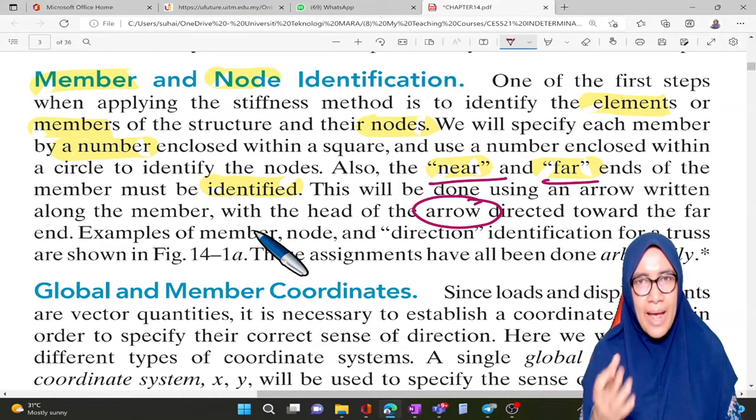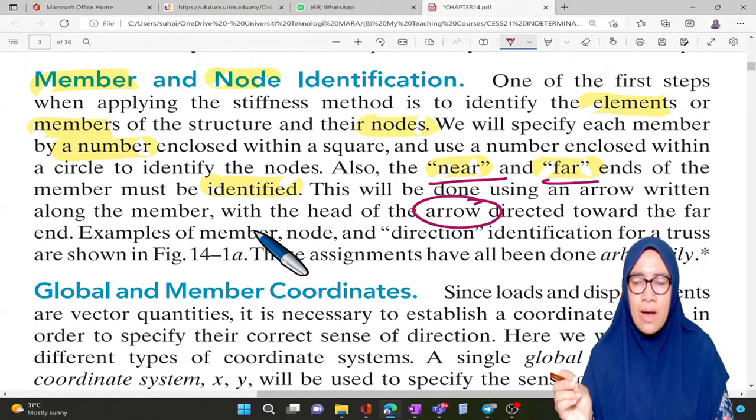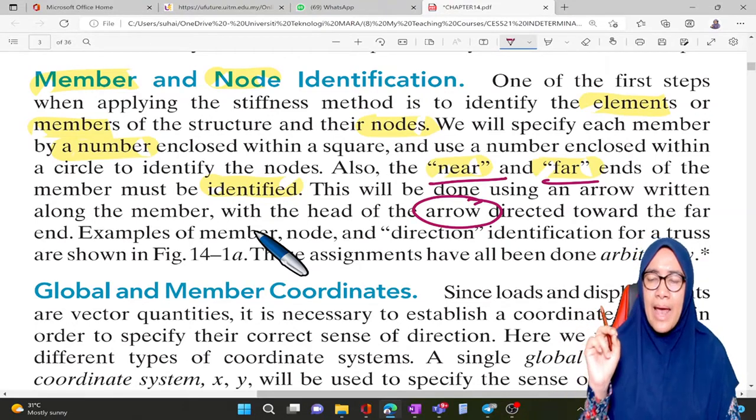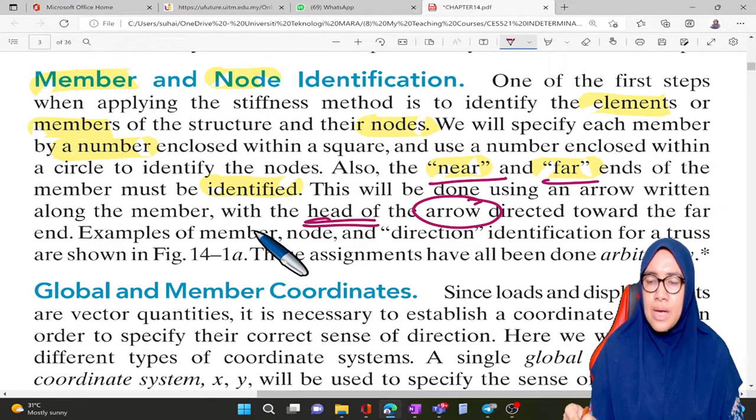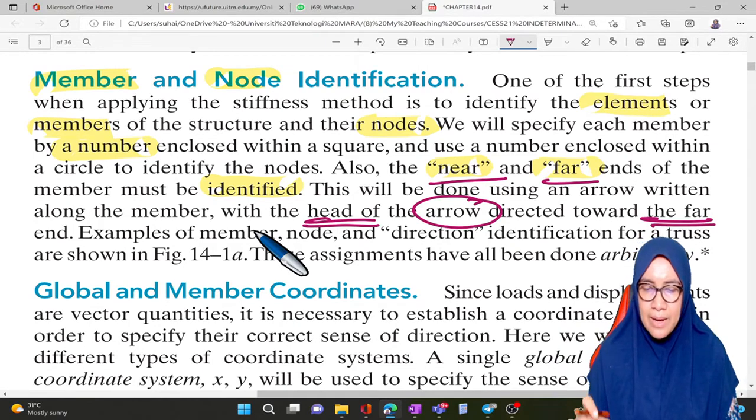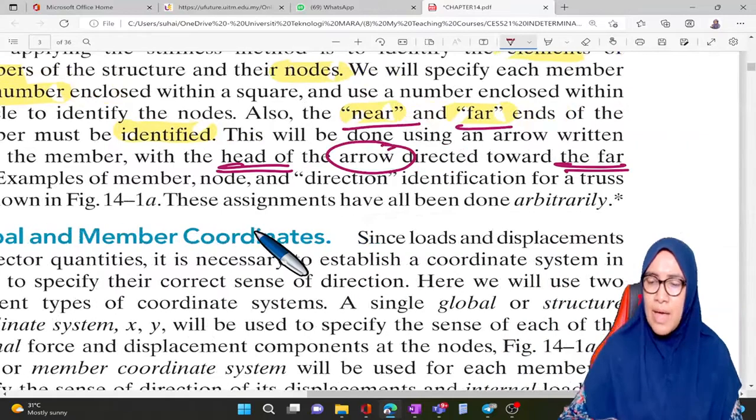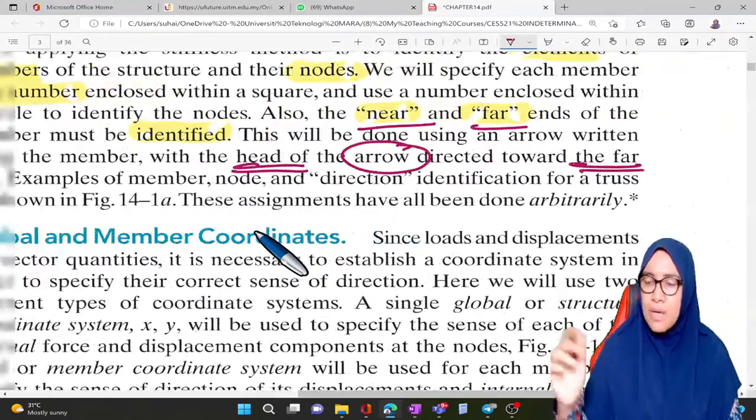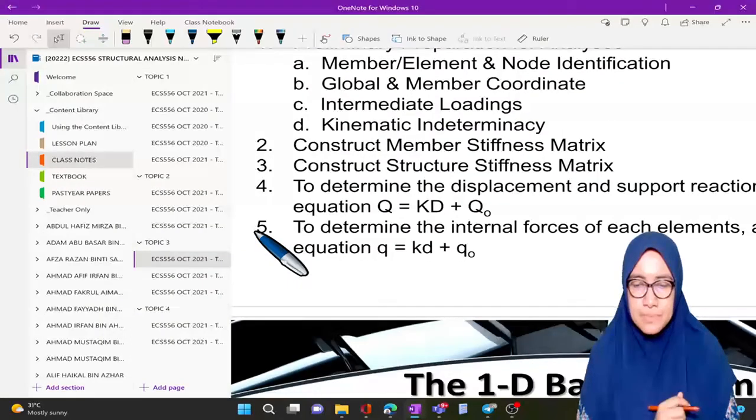Near and far end. How to identify near? How to identify far? By looking at the arrow. The head of the arrow is the far end. It is like this. When we have one element, I maybe draw under the one node.